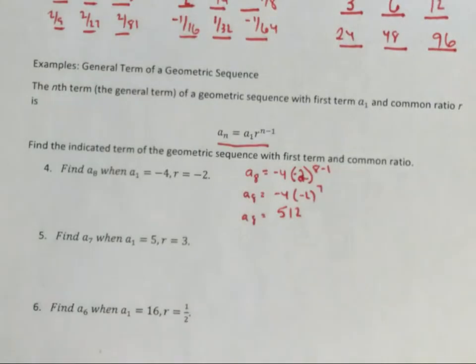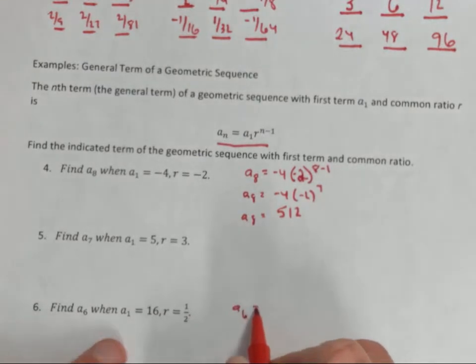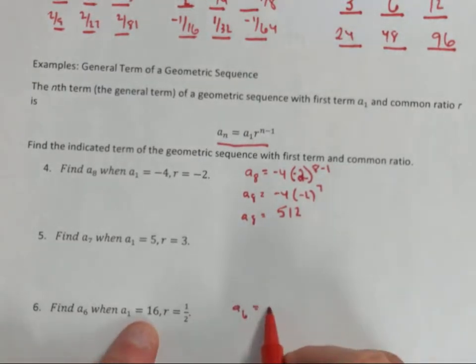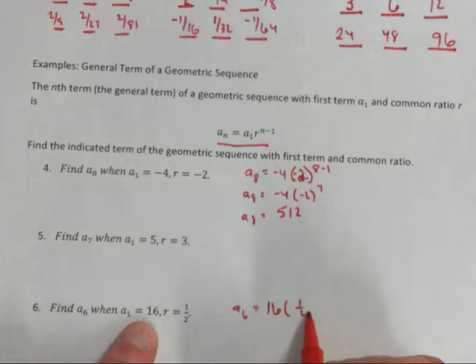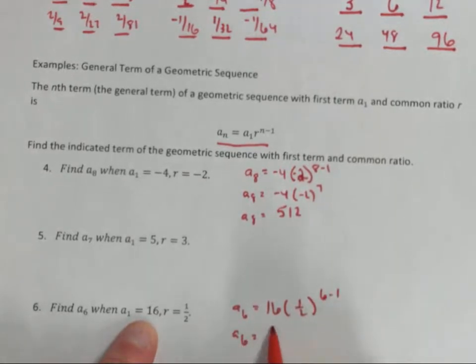Alright, let's look at number 6. We're wanting a sub 6 equals, what goes here? 16. Then I got 1/2 raised to 6 minus 1. One half to the 5th. You raise the numerator to that power, it's going to be 1. 2 to the 5th would be 32. And then 16 times 1 over 32 would be what? 1/2.